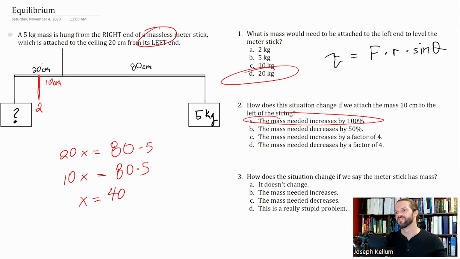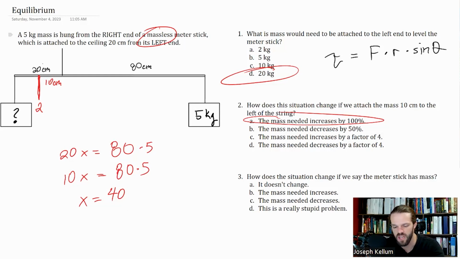All right, cool. So our results are here. One of you said it doesn't change, and then the rest of you said the mass needed increases. Okay. So the 7 of you who said the mass needed increases are correct in this.